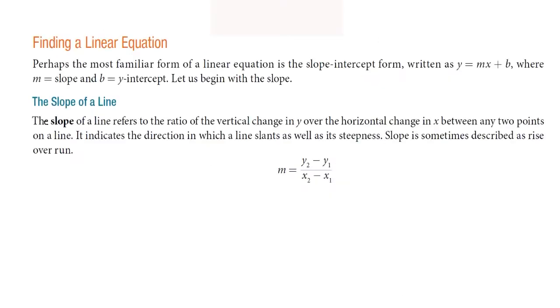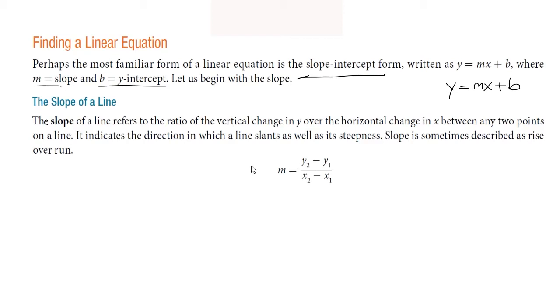The most familiar form of the linear equation is called the slope-intercept form. And that is written as y equals mx plus b. M is the slope and b is the y-intercept, or the point where the line crosses the y-axis.